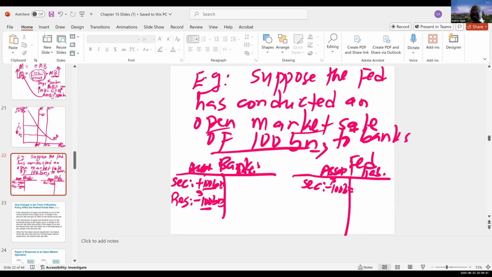Meanwhile, while reserves are the bank assets, they're the Federal Reserve liability. So we're going to subtract $100 billion, so the monetary liabilities of the Fed will go up. In this case, you can see that reserves are going to change by $100 billion.